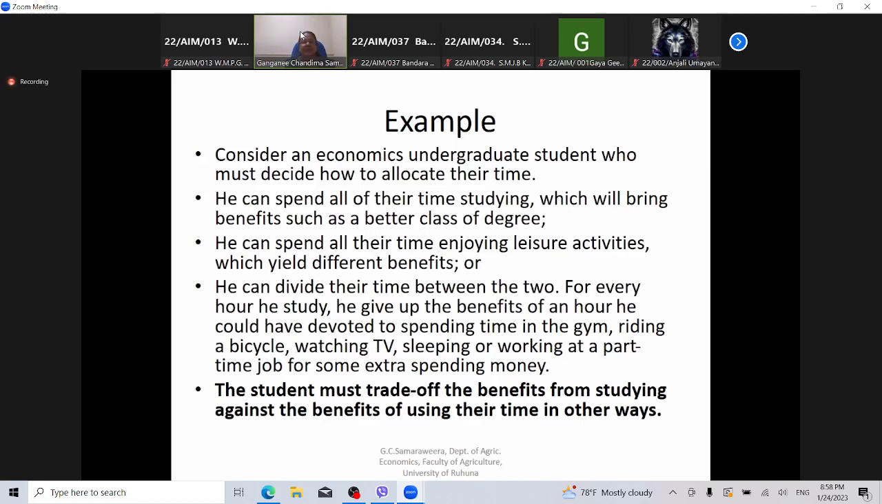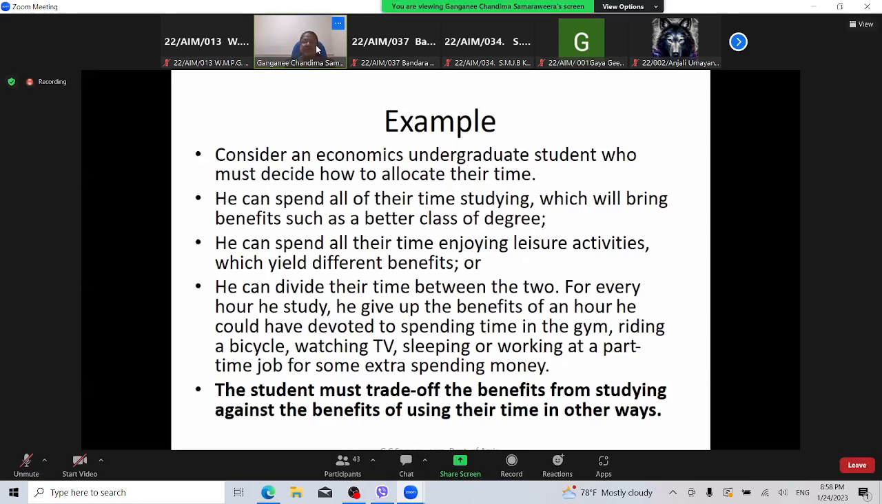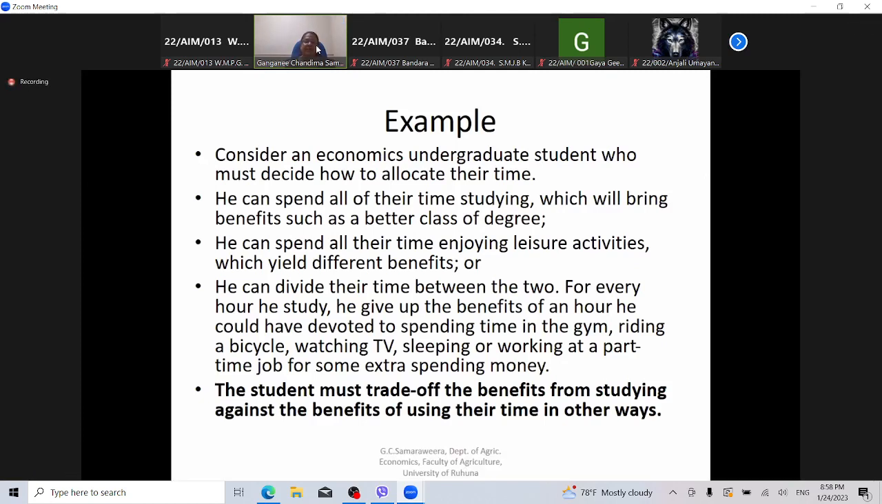Trade-off? Many examples I can give for this. If you are engaging in two activities, and you have to give up or sacrifice one activity, you have to trade off your decision. That's why you can't have both these activities. You have to have only one activity. Is the trade-off clear? Any student who didn't get the point clearly?